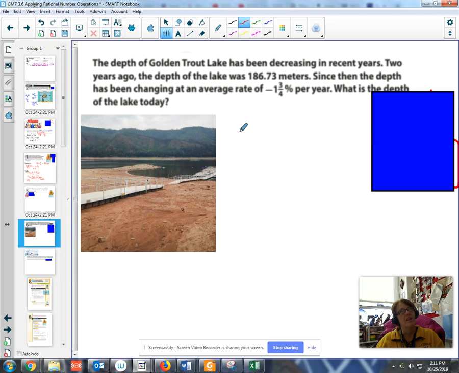2 years ago, the depth of the lake was 186 and 73 hundredths meters. Since then, the depth has been changing at an average rate of negative 1.75% per year. What is the depth of the lake today? So first of all, this negative 1.75%, we need to multiply that by 2 because that same rate has happened 2 years in a row.